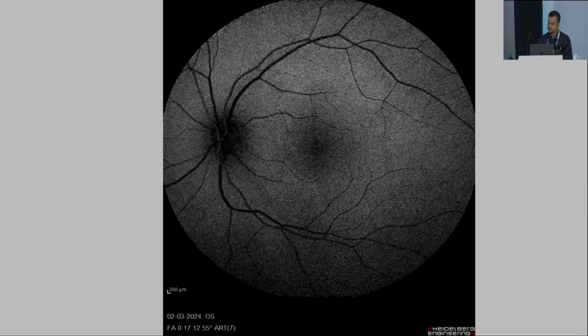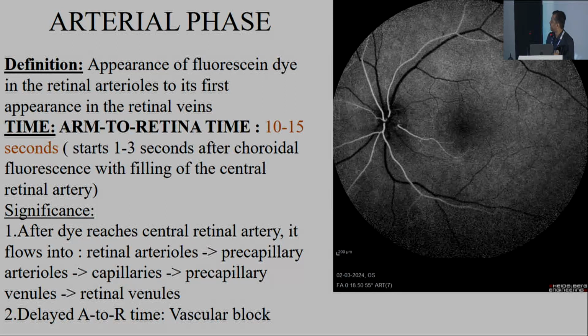As the dye progresses, this is the first time where you are able to see the arteries filling. So this is how the dye progresses. The next phase is the arterial phase, where you are nicely seeing the arteries filling up, but the veins are yet to be filled. Again, the important question at this point is the arm to retina time. It is the time taken for the dye to fill up the arteries, and it is around 10 to 15 seconds. This is the second important time to remember in FFA, the arm to retina time. Again, this can be increased in occlusions.